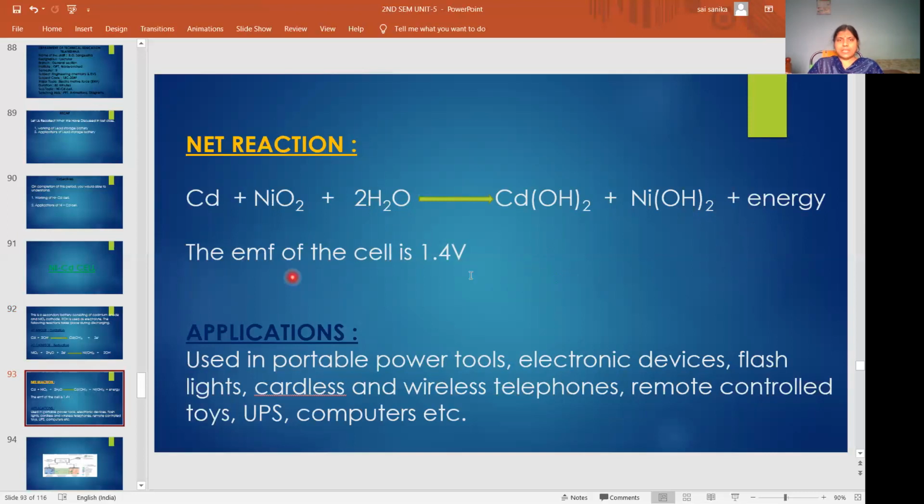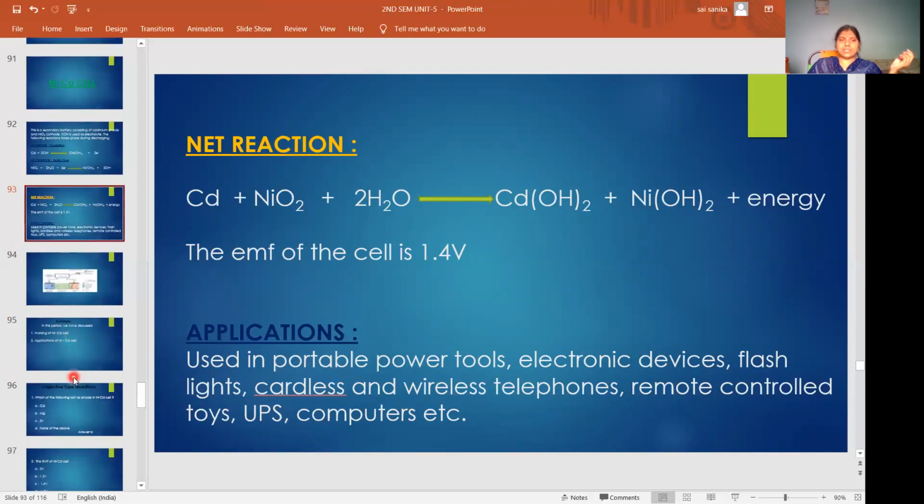So what is the EMF of the cell? 1.4 volts. Dry cell 1.5 volts. Lead storage battery 2 volts and nickel cadmium cell is 1.4 volts. Then come to applications where these cells are used in portable power tools, electronic devices, flashlights, cordless and wireless telephones, remote control toys, UPS, computers, etc. So this is about nickel cadmium cell. So one primary cell, that is dry cell, 2 secondary cells, that is lead storage battery and nickel cadmium cell.